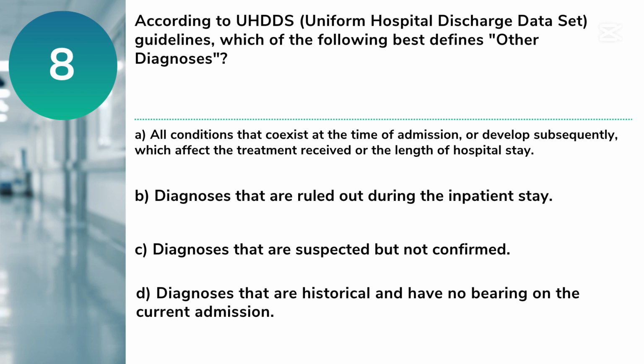Question 8. According to UHDDS, Uniform Hospital Discharge Dataset, Guidelines, which of the following best defines other diagnoses? A. All conditions that coexist at the time of admission, or develop subsequently, which affect the treatment received or the length of hospital stay. B. Diagnoses that are ruled out during the inpatient stay. C. Diagnoses that are suspected but not confirmed. D. Diagnoses that are historical and have no bearing on the current admission.